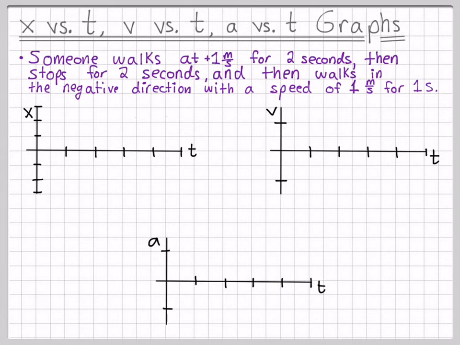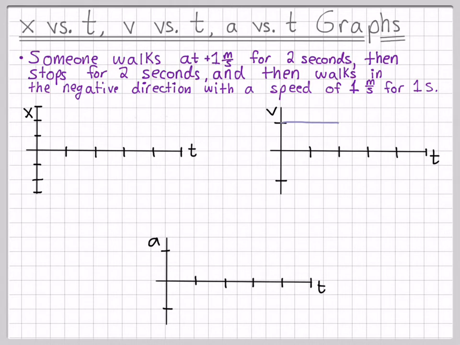Let's do another slightly more complex example. Someone walks at positive 1 meter per second for 2 seconds, then stops for 2 seconds, and then walks in the negative direction with a speed of 1 meter per second for 1 second. Now at the beginning, we know that we are traveling at a positive 1 meter per second for 2 seconds. So our velocity versus time graph will reflect this.